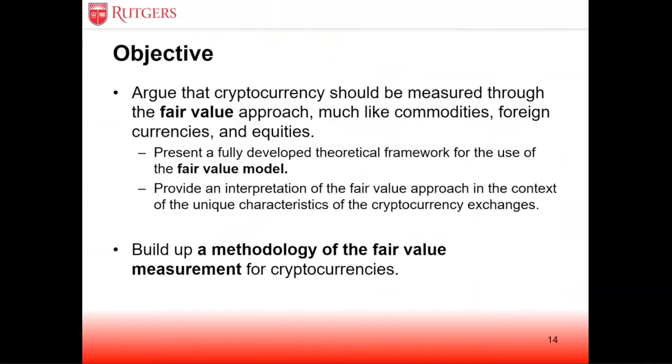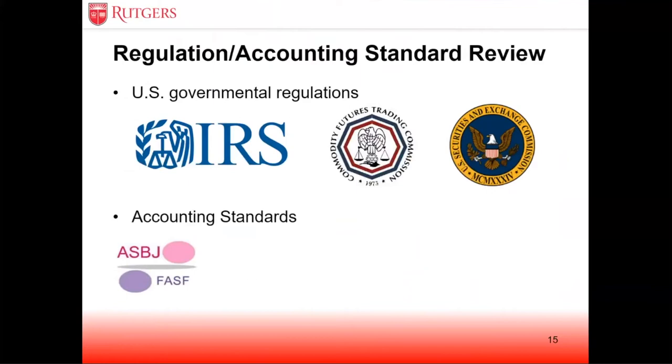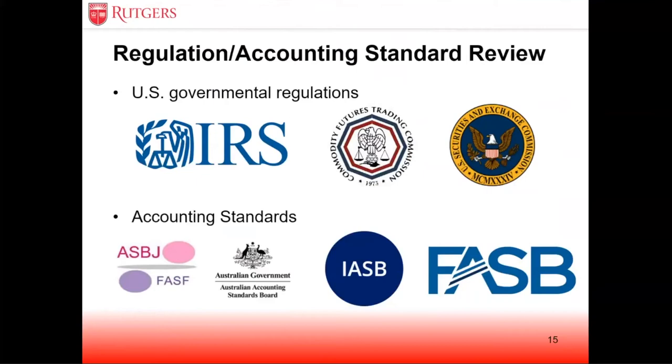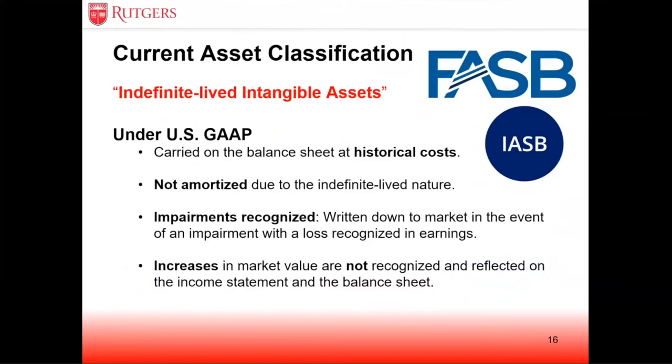For the first part, we review many U.S. governmental and accounting standards in the U.S. or international. Basically, the existing accounting standards about the classification of cryptocurrencies is called indefinite-lived intangible assets. That's the asset classification under the existing accounting standards, under the FASB or under the US GAAP or IFRS. Let's focus on the US GAAP situation.